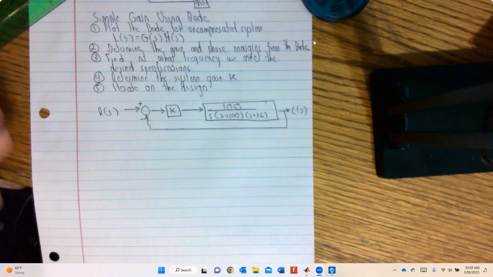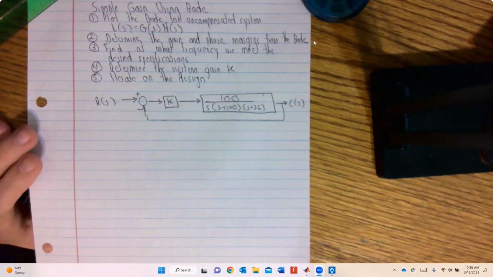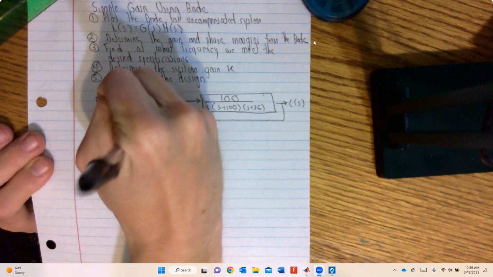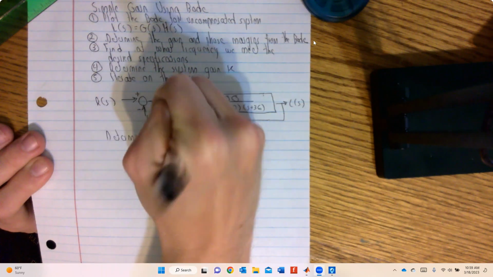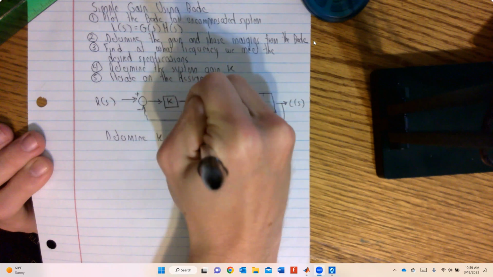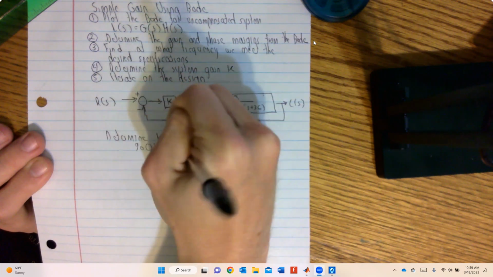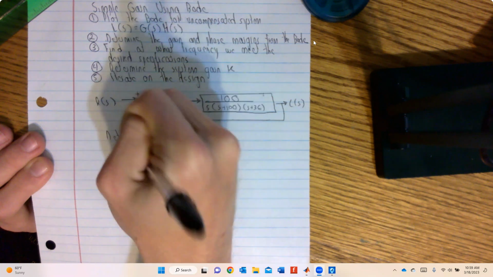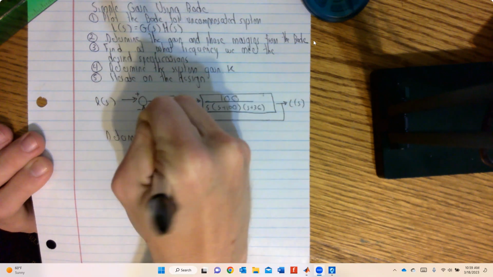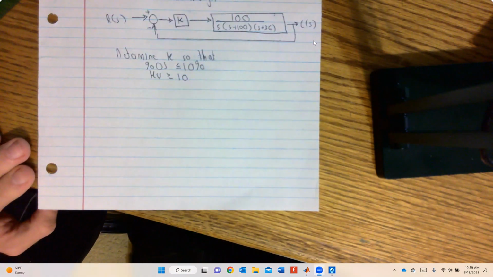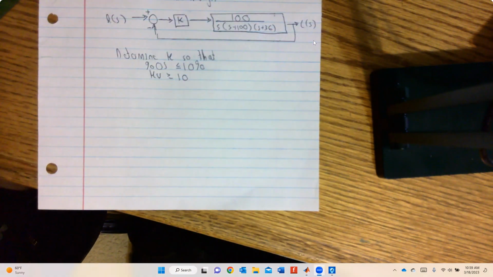They want us to determine K so that your percentage overshoot is less than 10%, and your Kv is greater than or equal to 10. So what we have to determine here is, from percentage overshoot, we know zeta must be greater than 0.6.